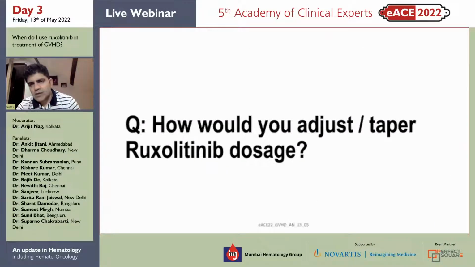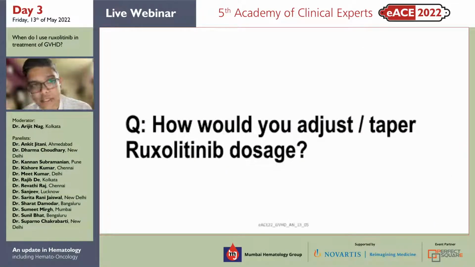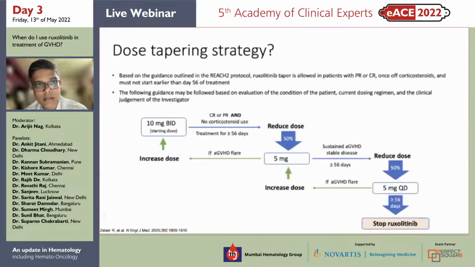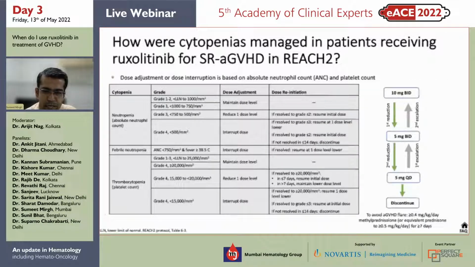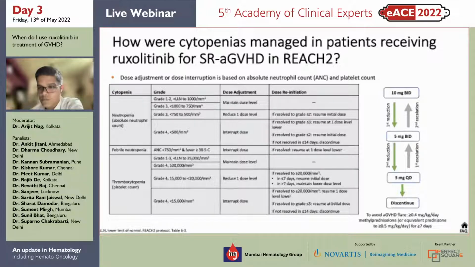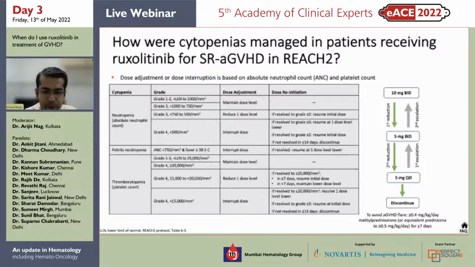Yeah. So which brings us to the next question: how would you adjust or taper the ruxolitinib dosages? And I go to Sumit, if you could take this question. Right. So as long as the platelet count is more than 10,000, we are not worried. Once it comes down to less than 10,000, we decrease the dose to 5 mg twice a day, but we have never stopped it abruptly even if there is severe cytopenia. For neutropenia, I've supported with GCSF. And if it is less than, say, 500 for a long time, then we decrease the dose. Otherwise, it's really not an issue.